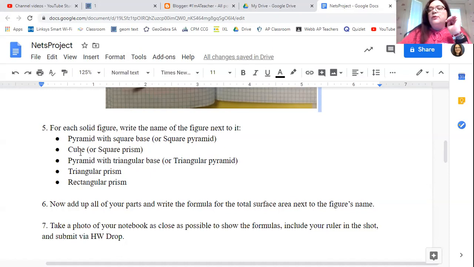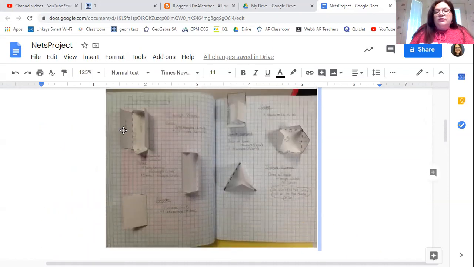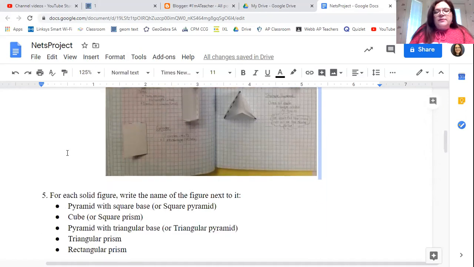All right, so you're writing down those names next to each of those shapes, and then you're calculating the area on each shape and then summing it up in your notebook. Now you'll see here there are 6 figures and we only have 5. So the cylinder I did not do for you. So the cylinder we'll talk about next week.